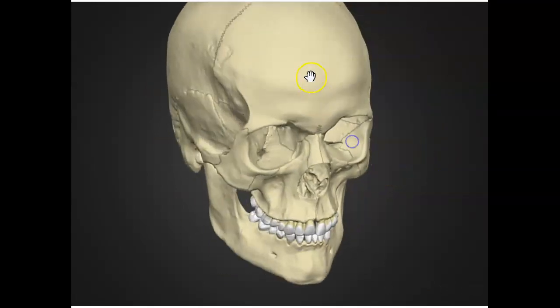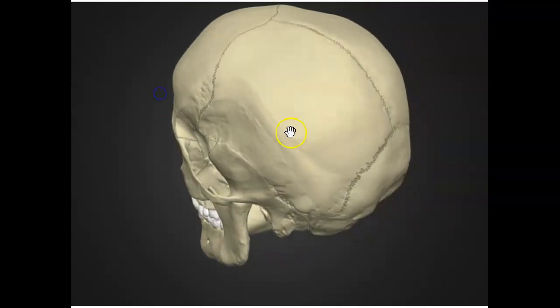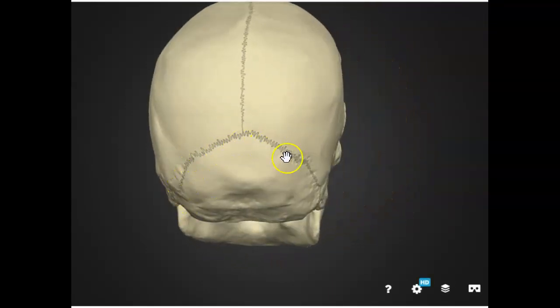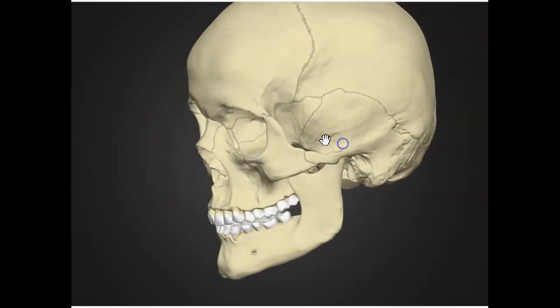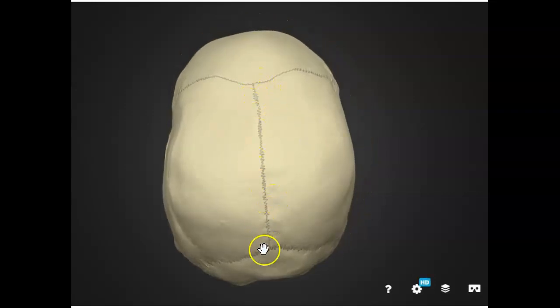Okay, so again, coronal suture, lambdoid suture, and squamosal suture. And since we're talking about sutures, I'm just going to let you know that this one over here is known as the sagittal suture. So this one running right in the middle is the sagittal suture.